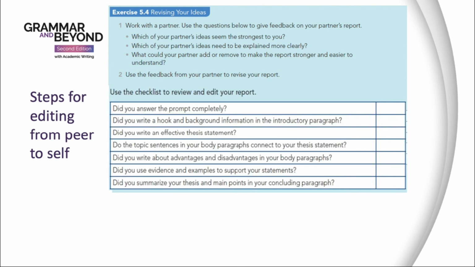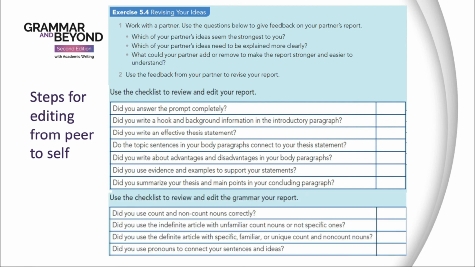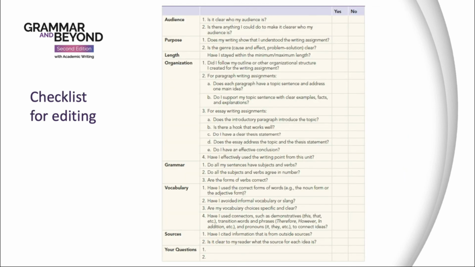So it can be very useful to use a checklist. Did you answer the prompt completely? Did you write an effective thesis statement? And of course, depending on the student's level, whether they're high beginner, intermediate, high intermediate, or advanced, these checklists can be adapted. And then finally, a checklist for reviewing and editing the grammar in the report. So going through the paper not only for content, but also for grammatical features. So this is a very stepwise checklist approach. And sometimes we don't have the benefit of having peer editing session. So I think it's also useful to think about a general editing checklist.